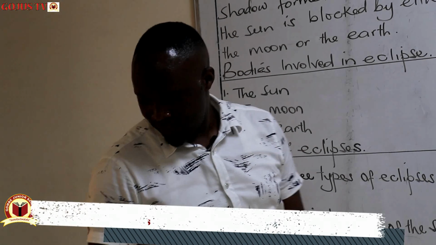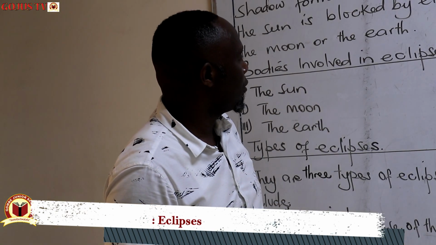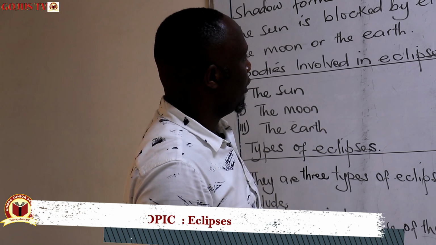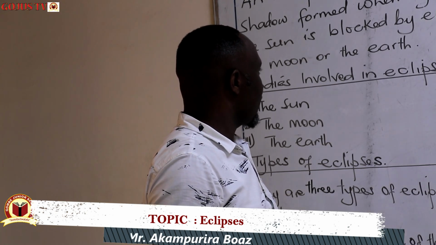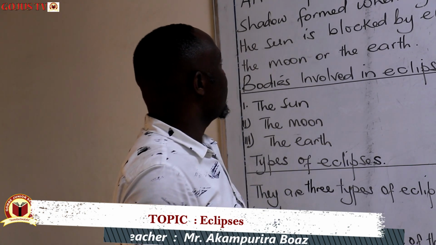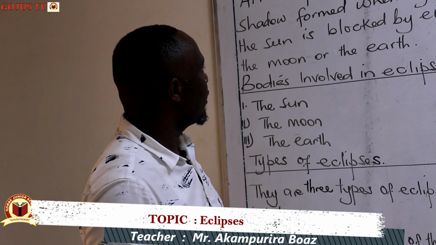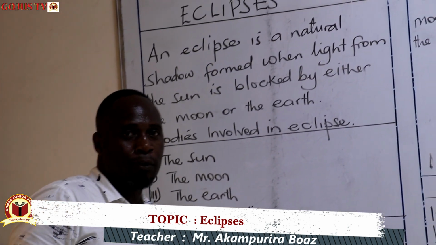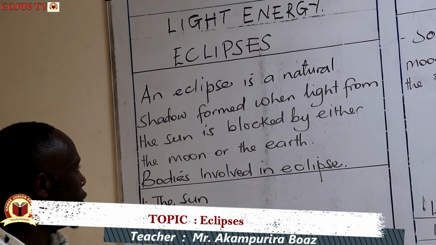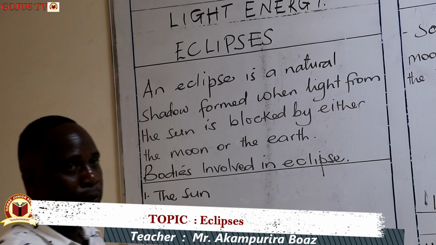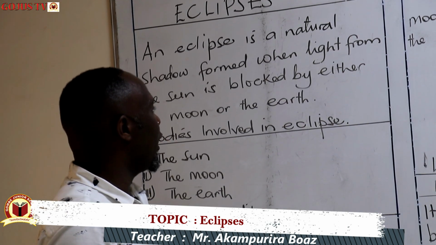Welcome back, our dear candidates, from the other session where we talked about the shadows, the properties of shadows, formation, the importance of shadows and their dangers. In this session, we're looking at eclipses, and we're saying that an eclipse is a natural shadow formed when light from the sun is blocked by either the moon or the earth.